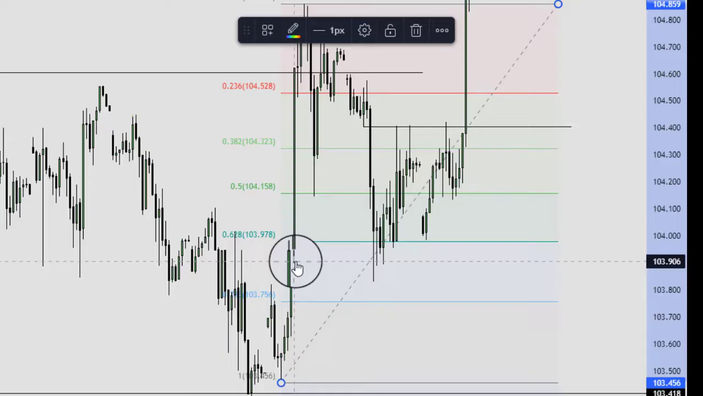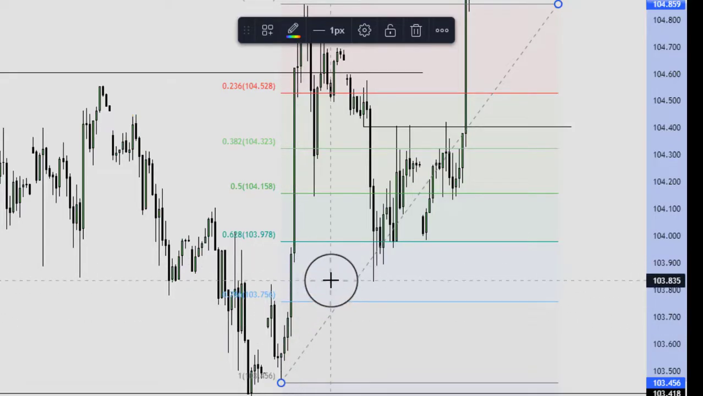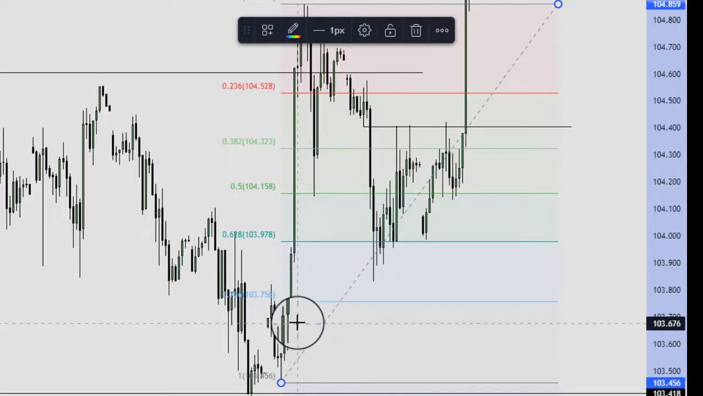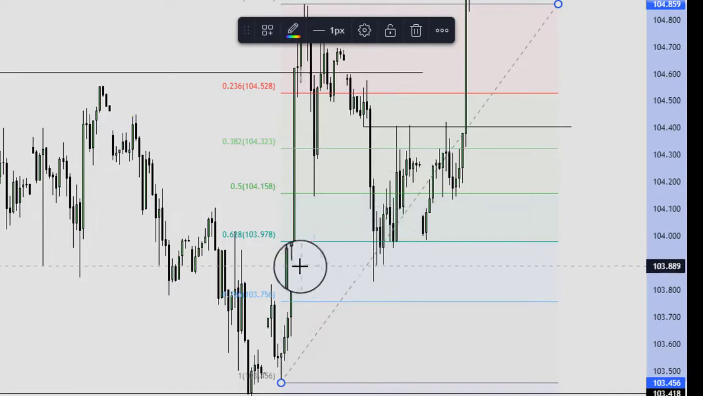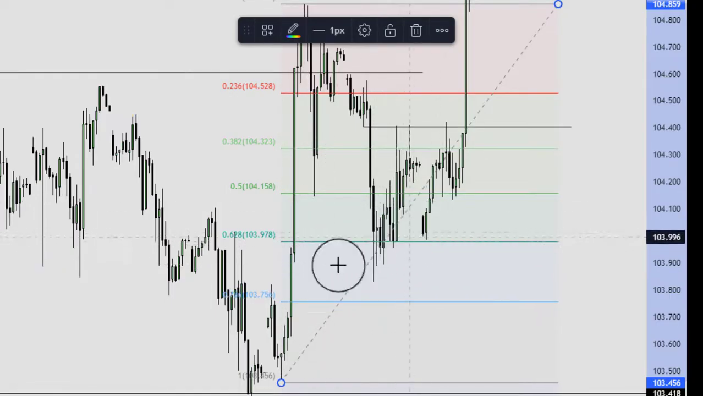So what are those internal range liquidity voids, the fair value gap and order block? As we can see here, we have a fair value gap. I was looking to see price trade into this fair value gap and give me a further confirmatory entry, and I will be looking to enter this trade.